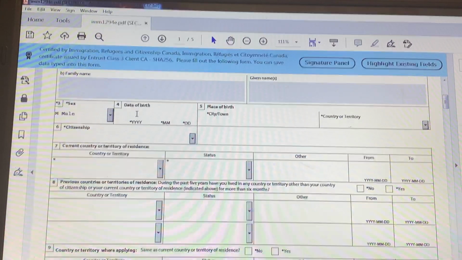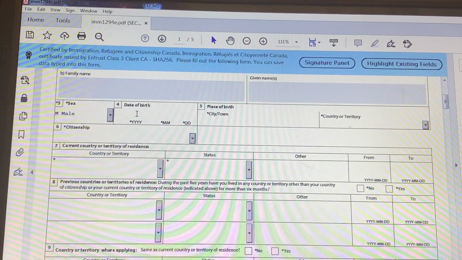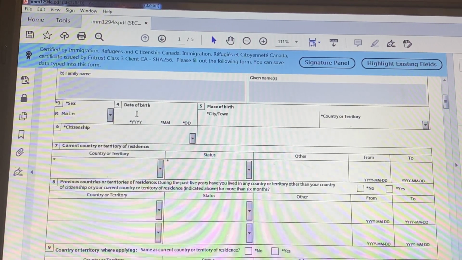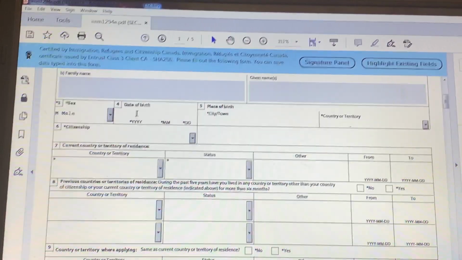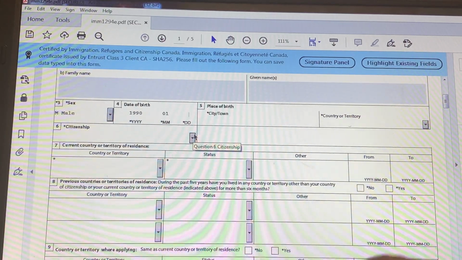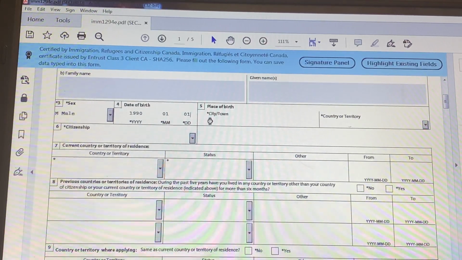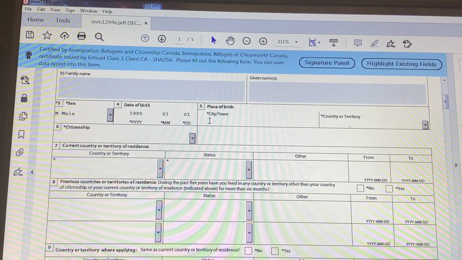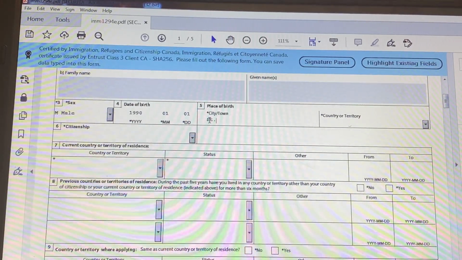Then your date of birth, and of course it's the year, and you have to type out the entire four numbers in the year. So Mr. John Brown was born in 1990 and was born the 1st of the 1st. Okay, guys? And then place of birth. Of course, Mr. John Brown is a Jamaican. He's applying from Jamaica and he was born in St. Thomas.